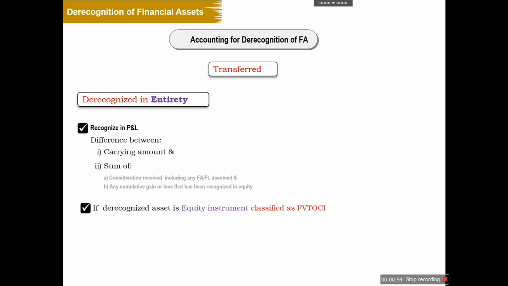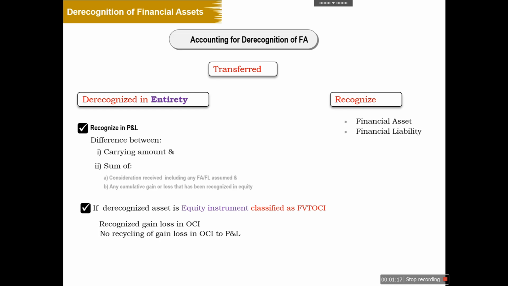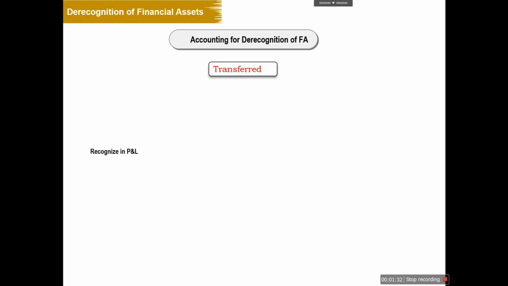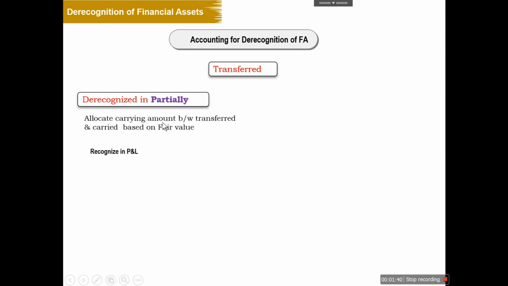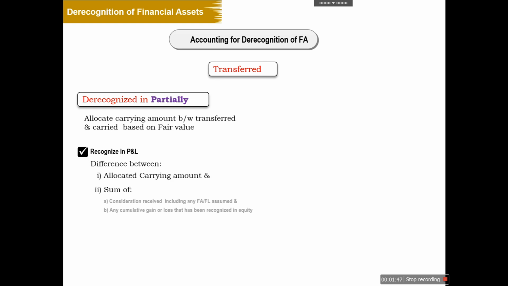But if the derecognized asset is an equity instrument that is classified as equity OCI, in that case we need to recognize gain and loss in OCI, and there will not be recycling of gain or loss from OCI to the profit and loss account. And for the financial assets, financial liability, or any servicing liability that we have assumed because of the transfer of financial assets, we have to recognize FA, FL or servicing liability in books of accounts. In another case where there is a transfer of financial asset but it is partial, in that case we need to allocate the carrying amount between transferred and retained parts based on the fair value of the asset, and the accounting will remain the same.